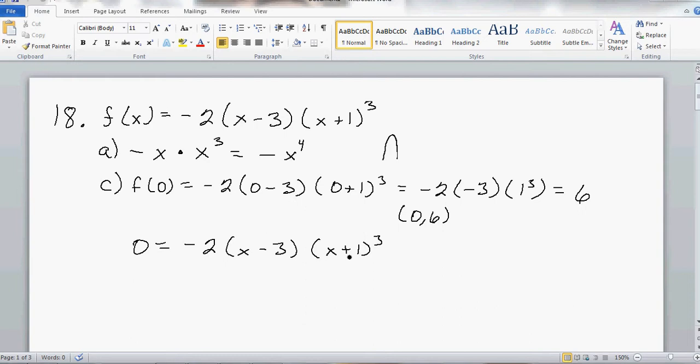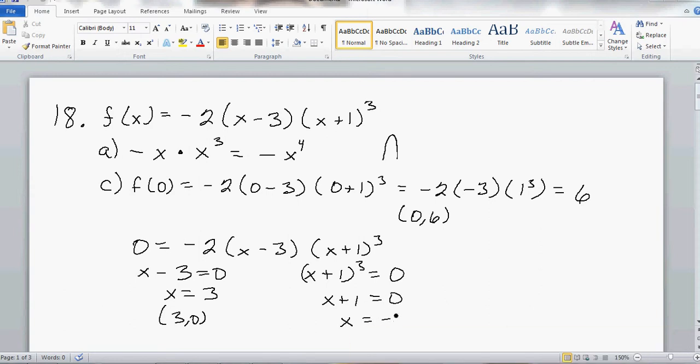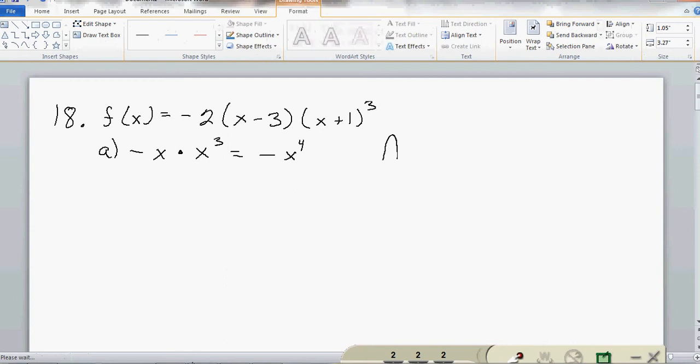Now as the x-intercept, we let 0 equal -2 times (x minus 3) times (x plus 1), the quantity cubed. Okay, right here, that can be thrown out because -2 can't equal 0. X minus 3 equals 0, so x equals 3. Or in other words, 3, 0 is an intercept, and then (x plus 1), the quantity cubed, is equal to 0. Cubed root of both sides is x plus 1 equals 0, and x equals -1. And so the intercept here would be -1, 0. So we have 0, 6, 3, 0, and -1, 0. Let's see if that makes sense to what we graphed.